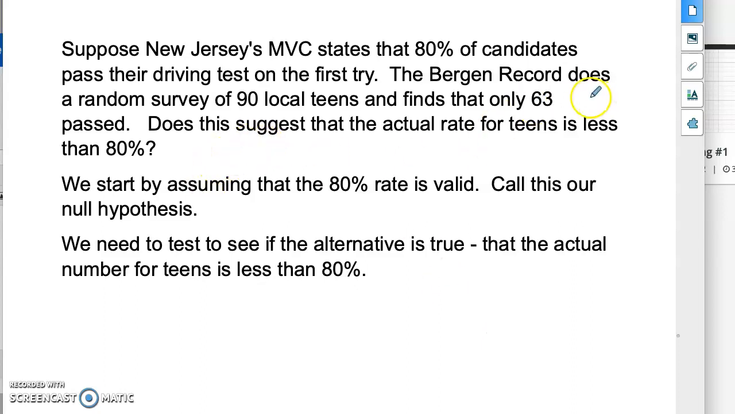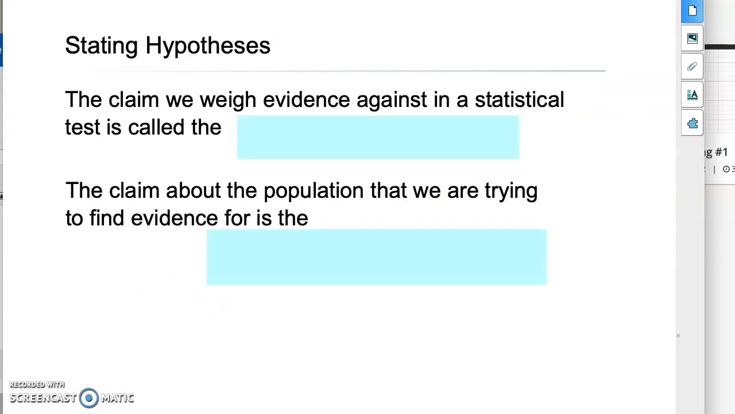So this is our p hat, right? This is our sample p hat equals 0.7. Is that enough to convince us that the actual rate for teens is less than 0.8? Okay, so our null hypothesis, let's go to the next screen.